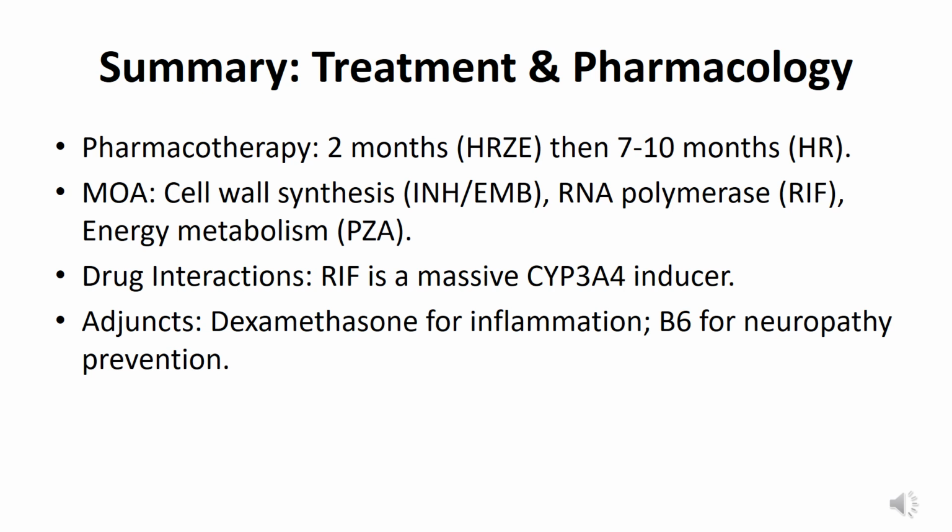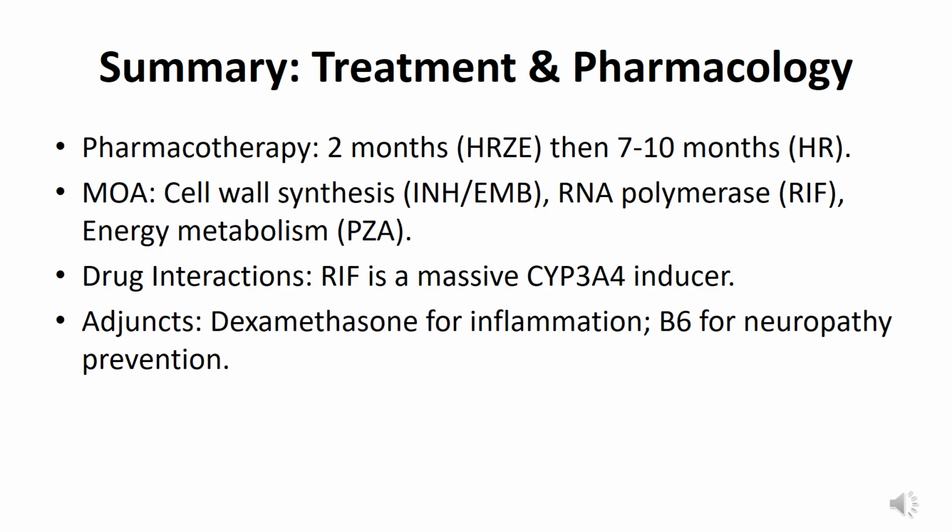Pyrazinamide targets bacterial energy metabolism. It is particularly active in acidic environments where dormant bacteria may be hiding. This makes pyrazinamide especially valuable during the early stages of treatment. While these medications are highly effective, drug interactions must always be considered.